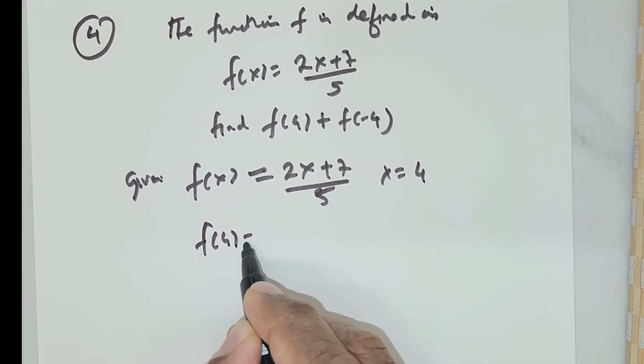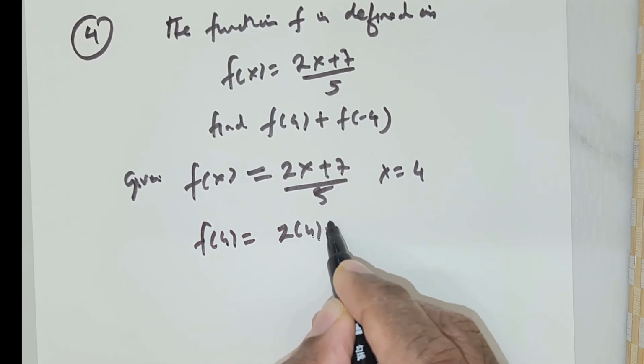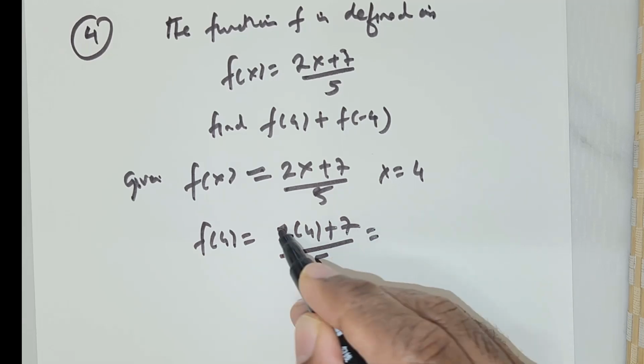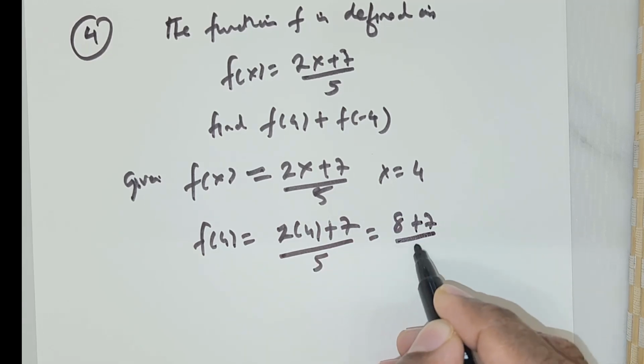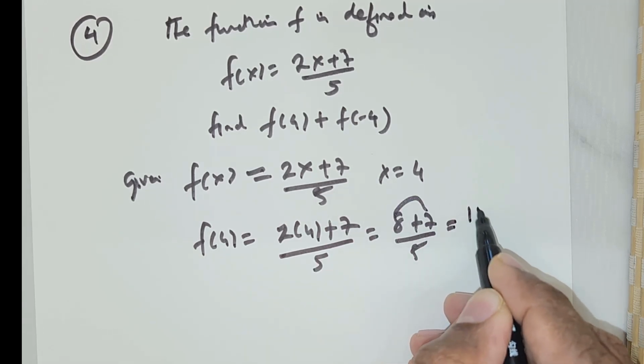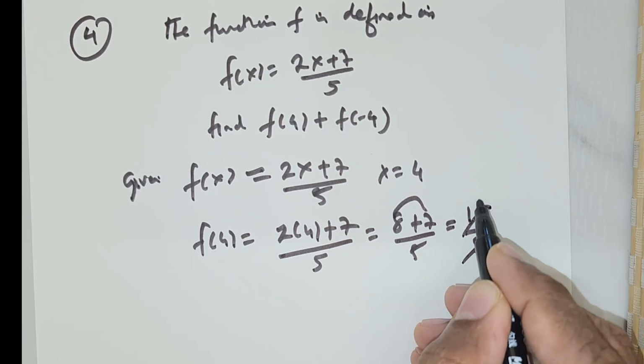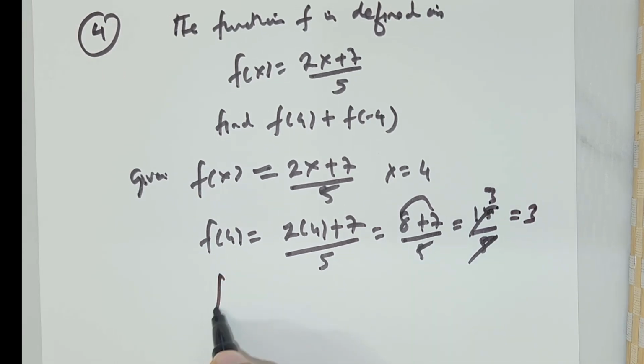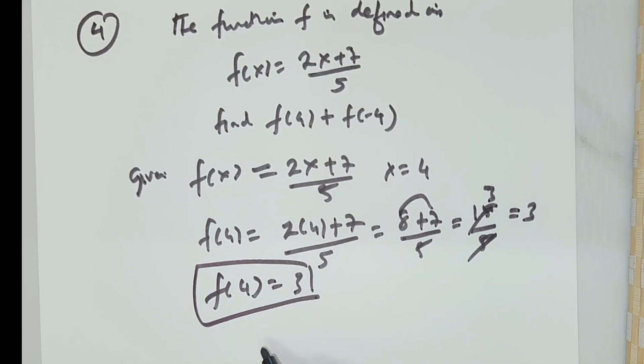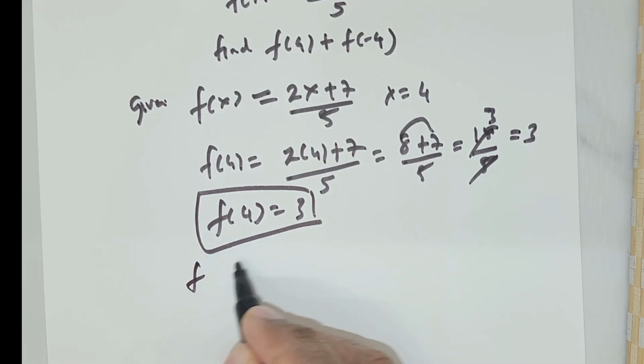So f of 4 is going to be (2 times 4 + 7) divided by 5. 2 times 4 is 8, added with 7, divided by 5. 8 added with 7 gives me 15 over 5. 5 divides 15 3 times. So you have f of 4 is equal to 3. So you can write and box it and show it to the examiner.